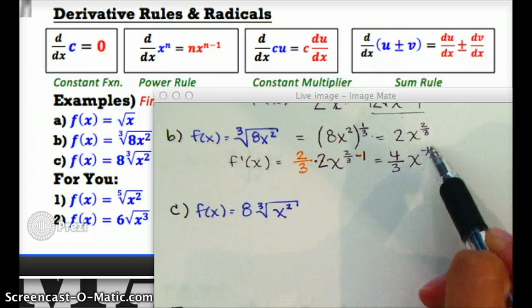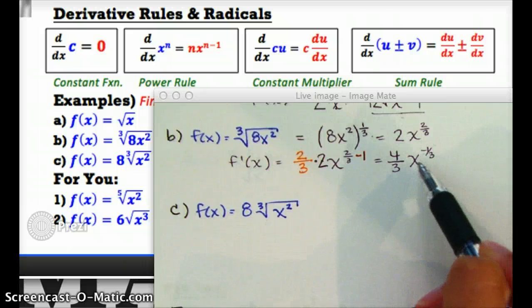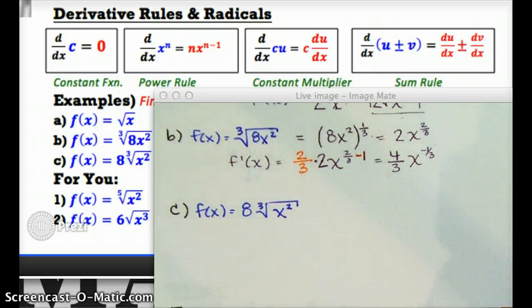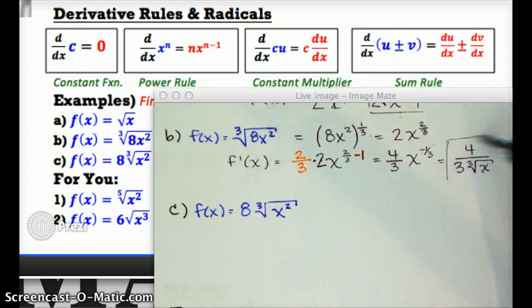Since this is a negative fraction, I'm going to expect to have a radical on the bottom of my final answer, which would be 4 over 3 cube root of x. Take a moment to make sure that you know where this cube root of x came from and why it's on the bottom. Let's try the last one here.